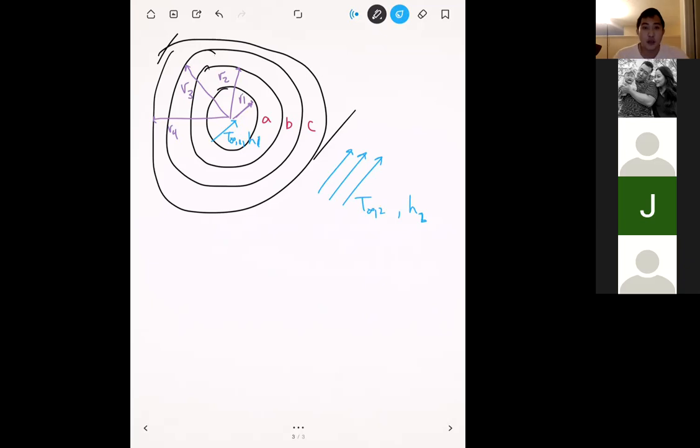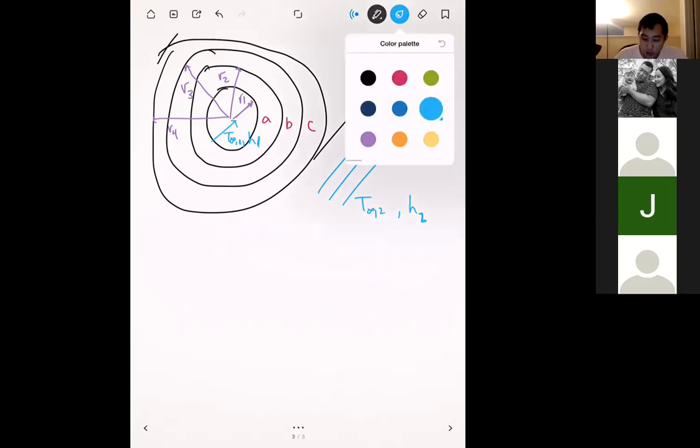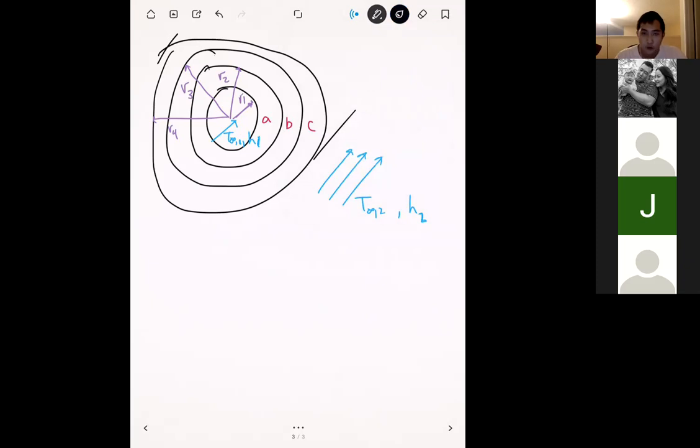And so if you wanted to solve this system with the heat equation, it'd be really difficult, just because you'd have to solve it for basically each of the different layers. You'd have to apply the boundary conditions for each one, and it would be just kind of a mess. But instead, we can set this up as a thermal circuit, and that will allow us to solve for the temperatures a lot more easily.